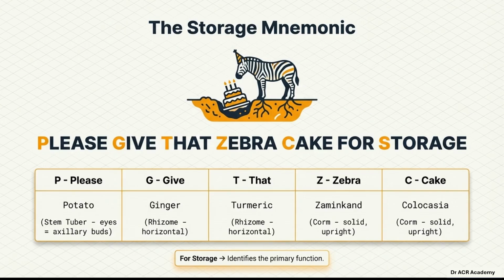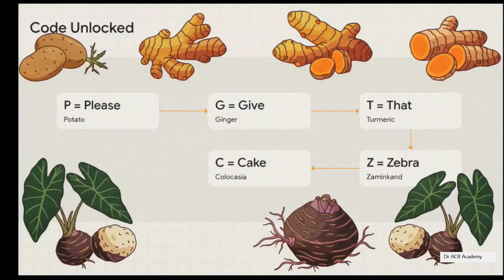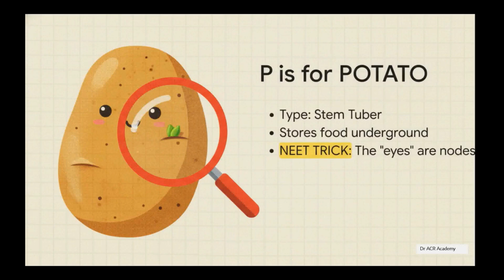I know, it sounds a little crazy, but trust me, this one sentence is the key to unlocking every single underground storage system you need to know for your exam. See how this works? It's brilliant. Each word maps directly to a plant. Please is for potato, give is for ginger, that is for turmeric, zebra gives us Zamikand, and cake gives us Colocasia. Now, let's quickly look at what makes each of these special.